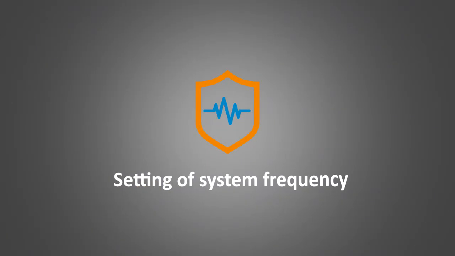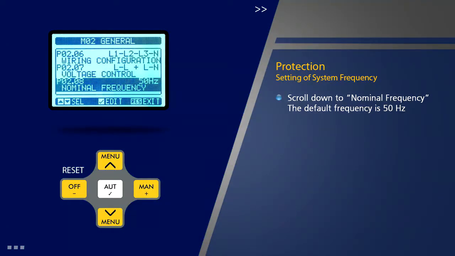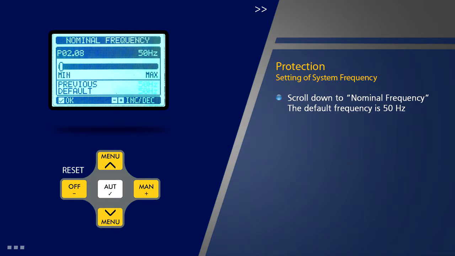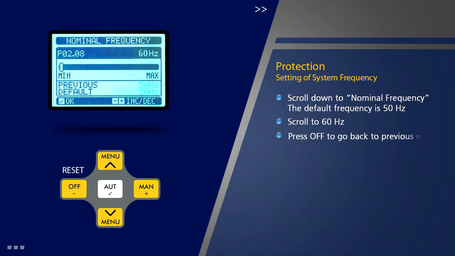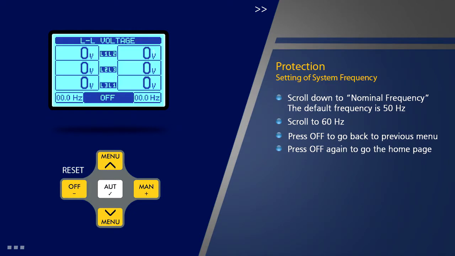Setting up system frequency. Scroll down to parameter 8, which is Nominal Frequency, on the General page and press OK. The default frequency is 50 Hz. Scroll to change the value to 60 Hz and press OK. Now 60 Hz is the new frequency. Press Off to go back to the previous menu. Press Off again to go to the home page.